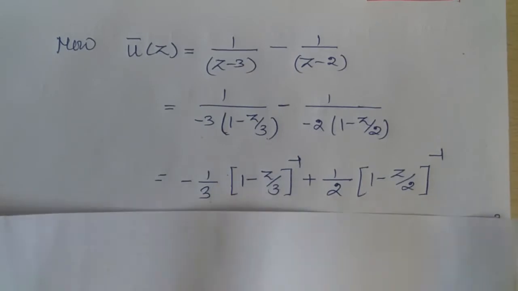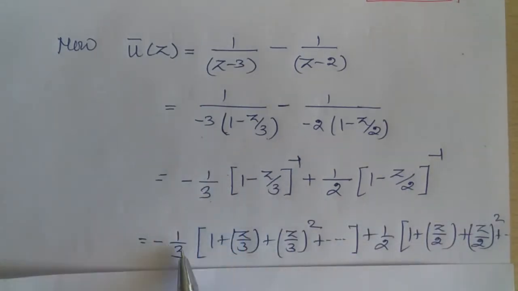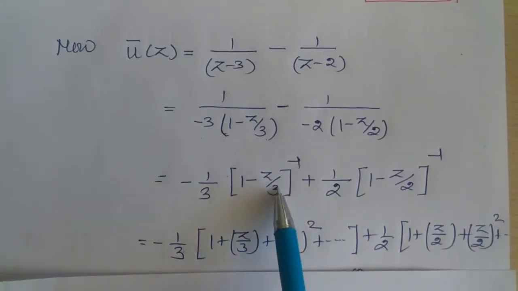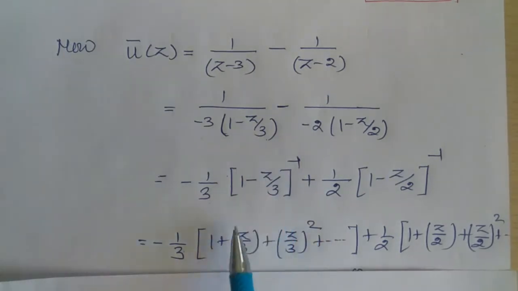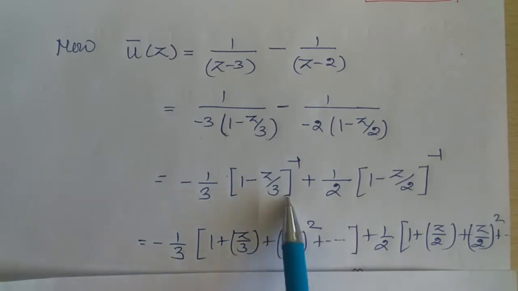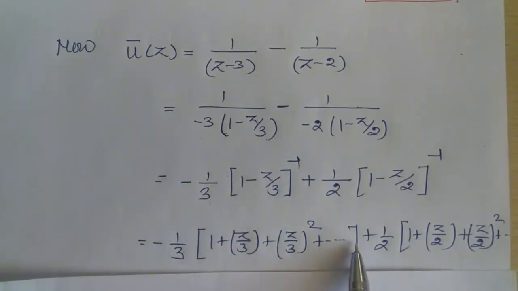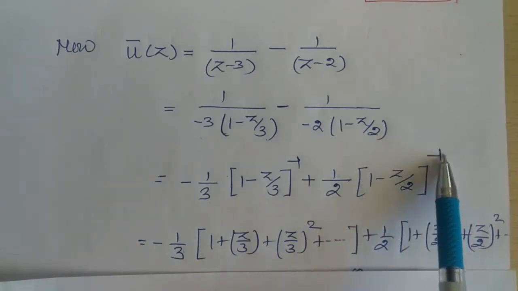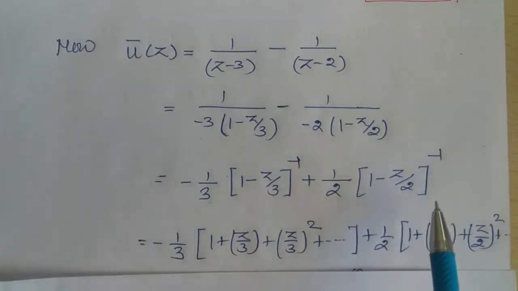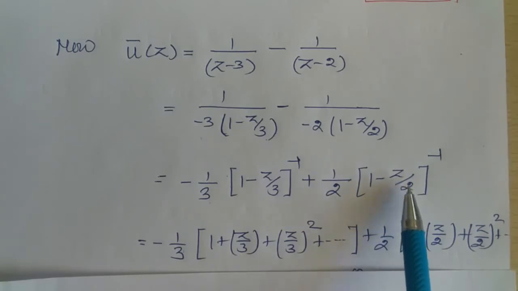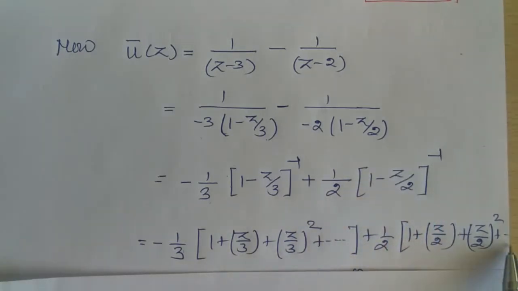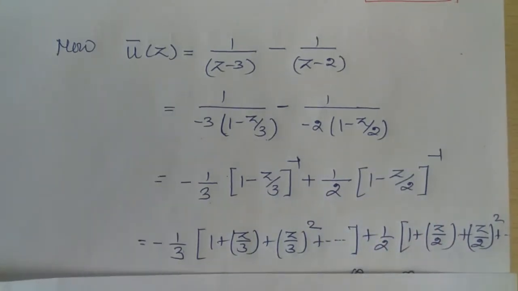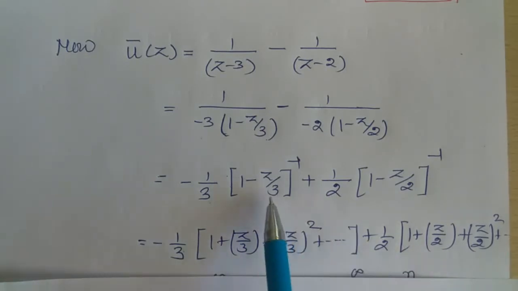Then we get minus 1 by 3 as it is, (1 minus x)^-1. By using the binomial theorem we get 1 plus z by 3 plus (z by 3) whole square plus (z by 3) whole cube and so on. Plus 1 by 2. Here we expand (1 minus x)^-1 by the binomial expansion theorem. Then we get 1 plus z by 2 plus (z by 2) square plus (z by 2) cube and so on. So these are the expansions of these two expressions using the binomial theorem.